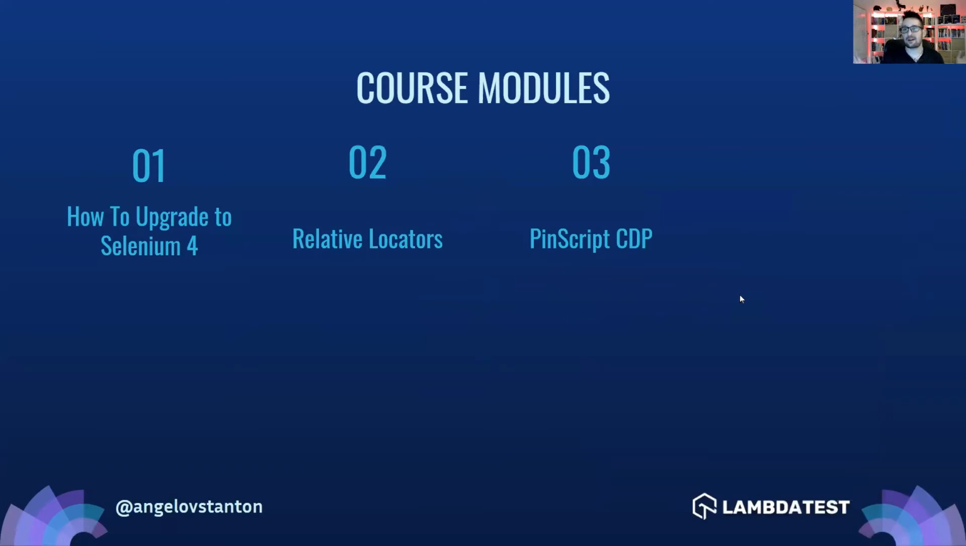Until now, in the first video, we talked about how to upgrade from Selenium 3 to Selenium 4. In the next video, we talked about the new relative locators. And in the last one, we discussed how you can use the new ping script from Developer Tools protocol integration to write some really nitty-gritty scripts like showing notification and highlighting elements.